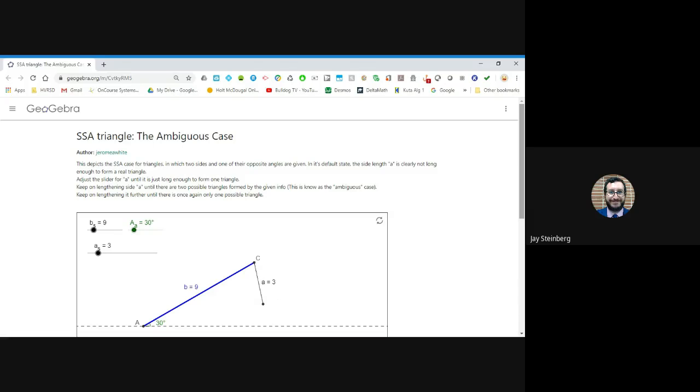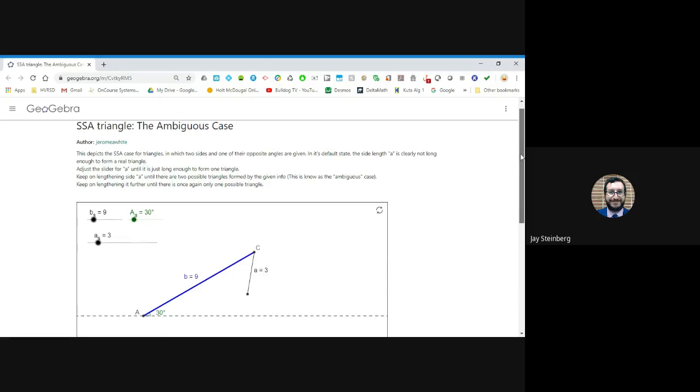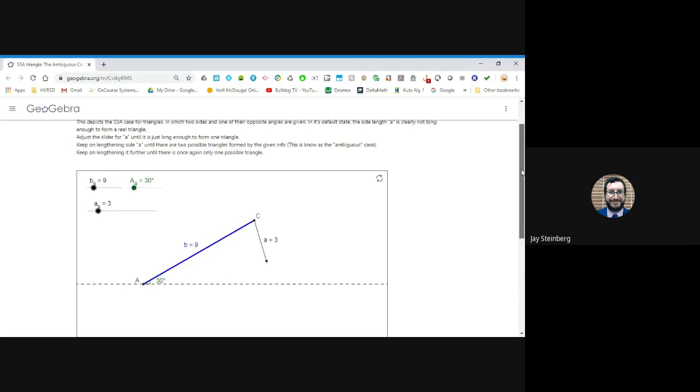This is a visual model of the ambiguous case. I did not create it. Looks like the author was somebody named Jerome A. White. And this is a great activity if you are interested in figuring out what it really means to have an ambiguous case. This is a visual model that will explain it to you.